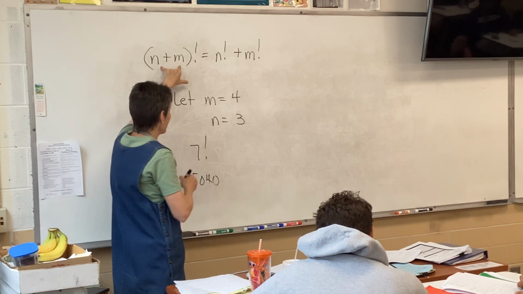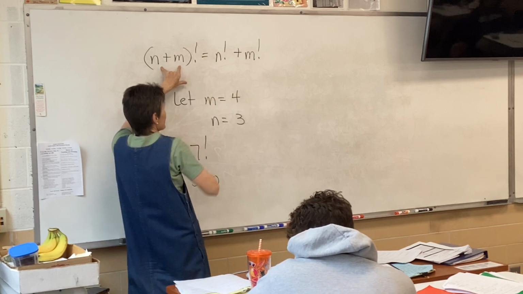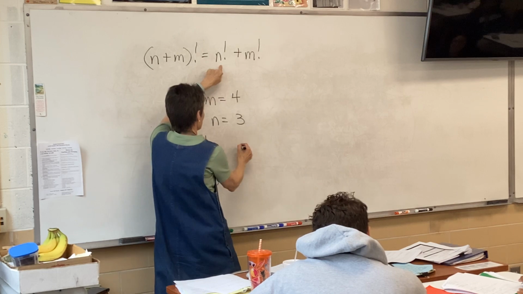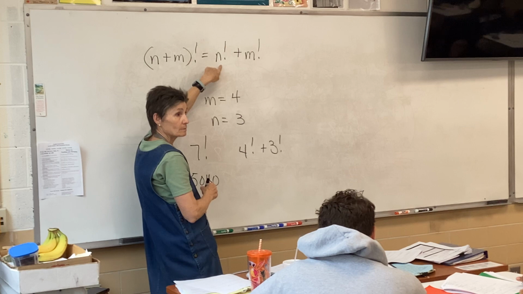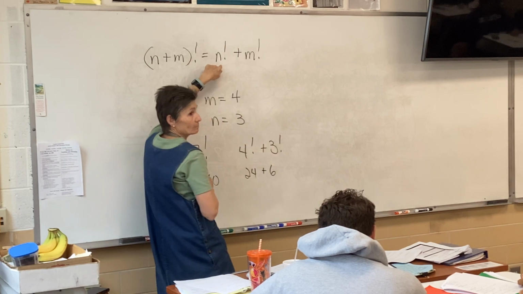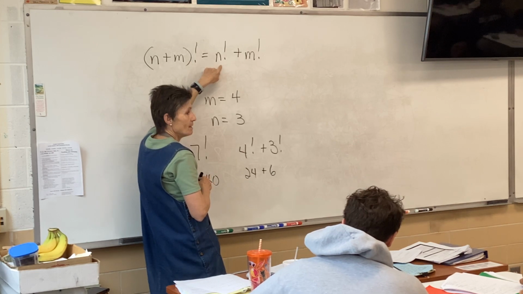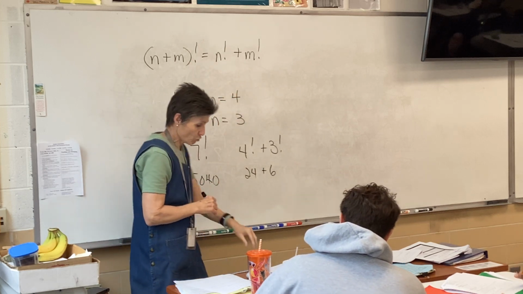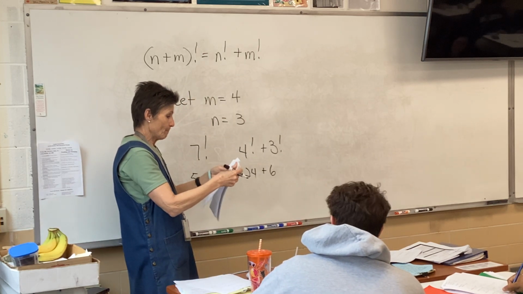Okay. So if I let M be 4 and N be 3, this side of the equation is 5040. Now what would this side be? 4 factorial plus 3 factorial, which is 24 plus 6. Are those equal? No. Factorial does not distribute. Don't even try it. All right, one more.